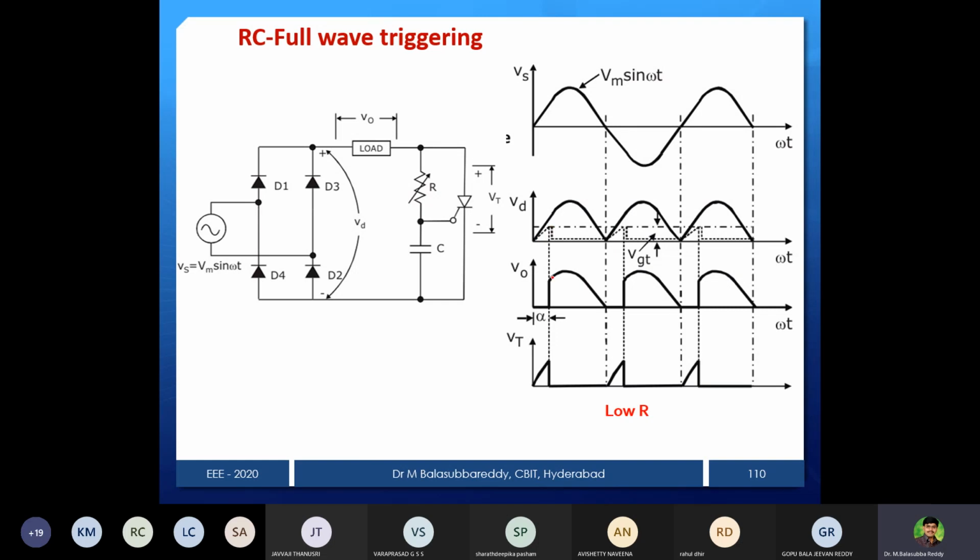Just now I drew, no? So less time will conduct here itself. Only a small value is the alpha, because we use R small, then the time constant is very small. It will charge at a very fast rate, then automatically it will get its VGT soon, then it will trigger. So this is the empirical relation, RC greater than 157 by omega. So that is the value of RC we have to consider.